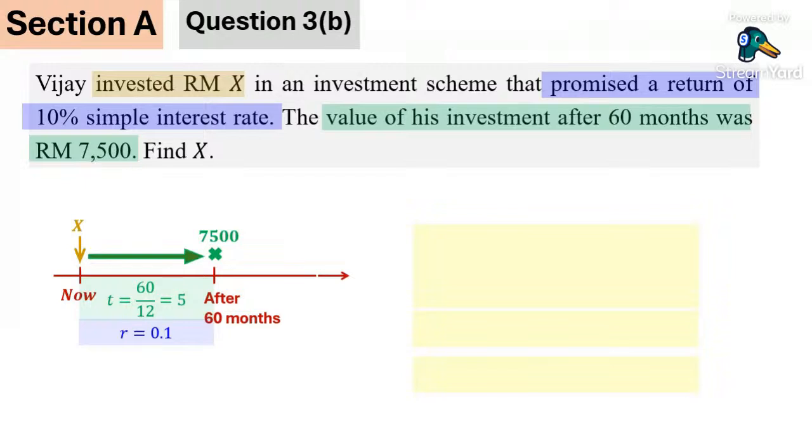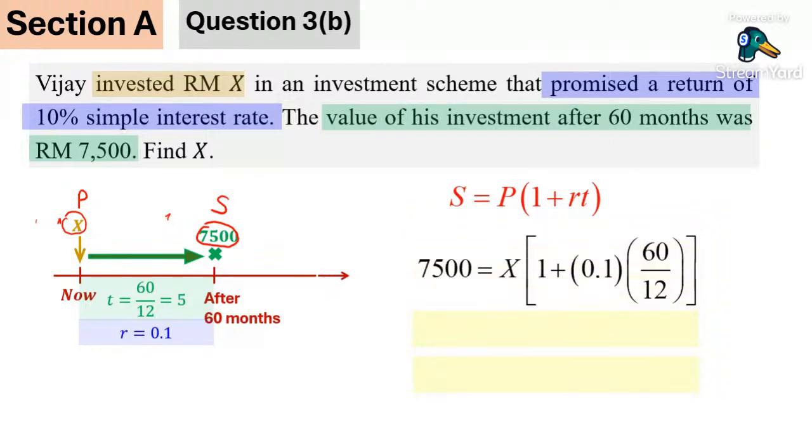How we get our answer now is that simple interest rate, of course, we refer to simple interest formula, where in these situations here, I will have the X here as the principal P, and then the 7,500 will refer to the accumulated value S or the future value S.